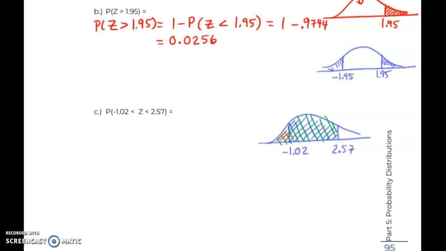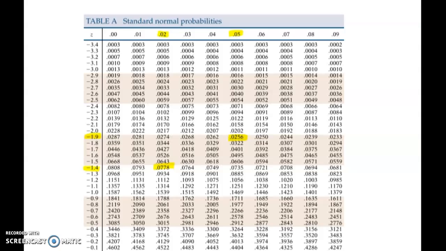So let's start by looking at the area to the left of negative 1.02. So again, being on the negative side, negative 1.02 gives us an area of 0.1539.